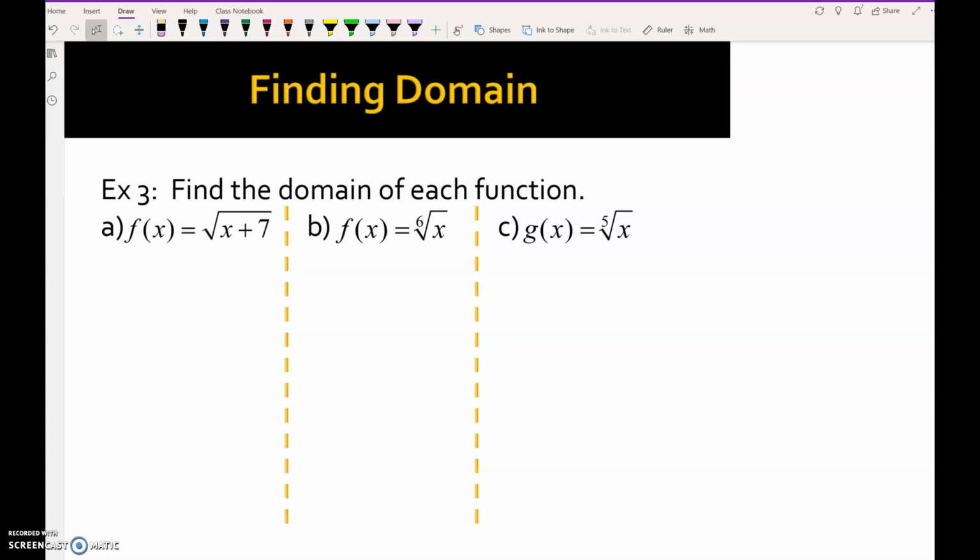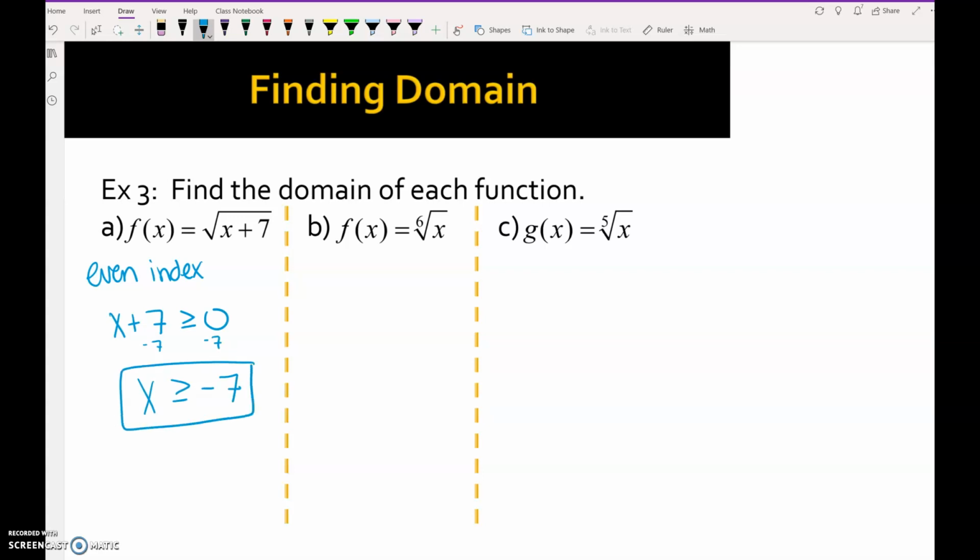In example 3a, is this an even or an odd index? Even because it's square root. So this is an even index. When your index is even, the stuff under the radical has to be positive. So put the stuff under the radical greater than or equal to 0 and solve that inequality. How do you solve that? How do you get x by itself? -7. So x is greater than or equal to -7. Your domain is x is greater than or equal to -7.